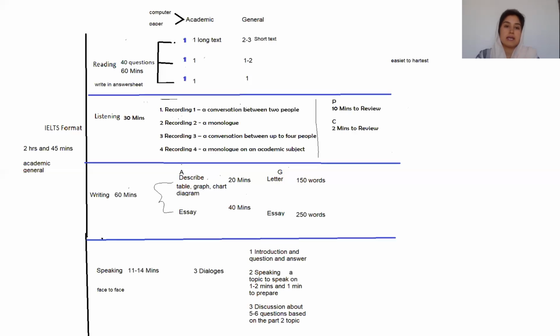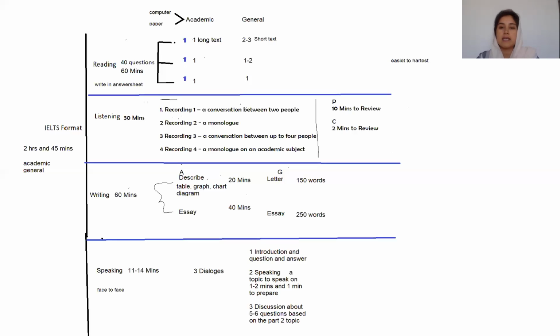And listening. Listening is for 30 minutes and there are 4 recordings. The first recording is a conversation between 2 people. The second is a monologue. The third one is a conversation between 4 people or 3 people. And the fourth one is a monologue on an academic subject most of the time.